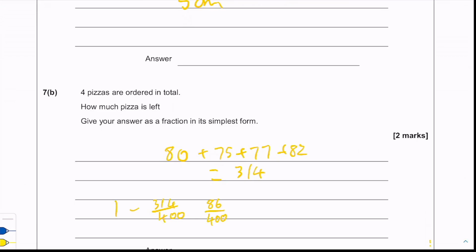We can divide by 2 first of all, because I don't know what the highest common factor is. So if we divide by 2, we end up with 43 over 200. And is that all we can do? I'm pretty sure 43 is prime, isn't it? I'm pretty sure that's the final answer. I'm going to cheat a bit and use my calculator to see. Yeah, that is the final answer. So we end up with 43 over 200 as our simplest fraction.